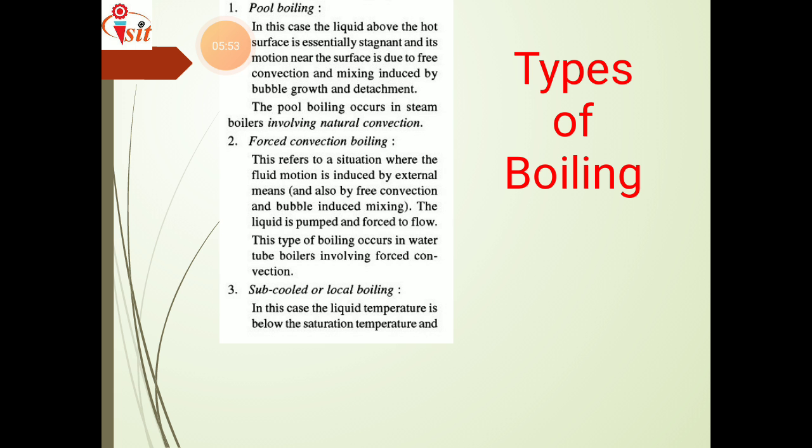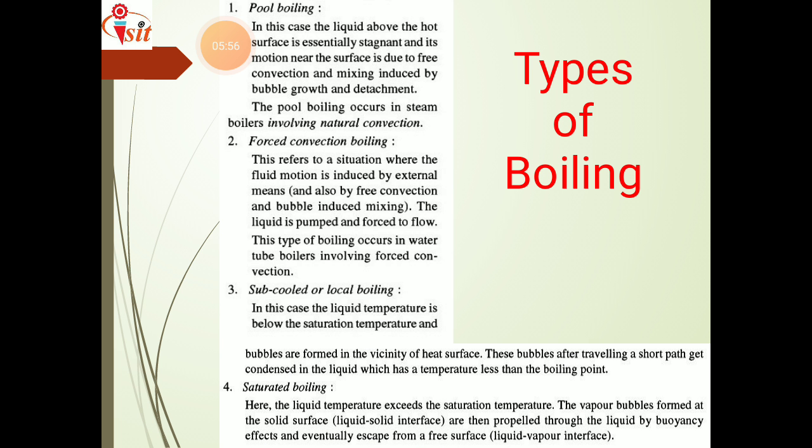Now, types of boiling. There are basically 4 types of boiling. First one, pool boiling. In pool boiling, liquid is heated with the help of a surface, and that heat is applied to the liquid, and heat is transferred within liquid by free convection only. So that boiling is known as pool boiling. And pool boiling generally occurs in steam boilers, which involves natural convection. Second type of boiling is forced convection boiling, where the fluid will be in flowing condition.